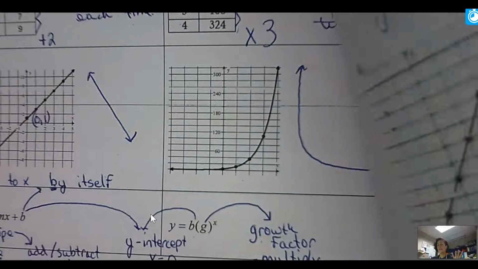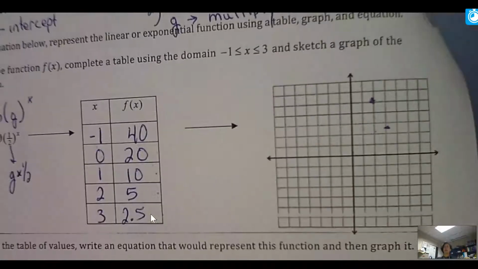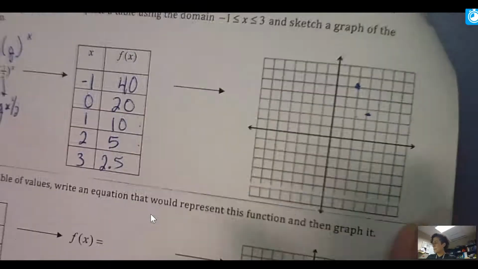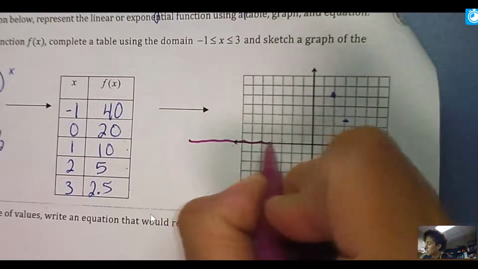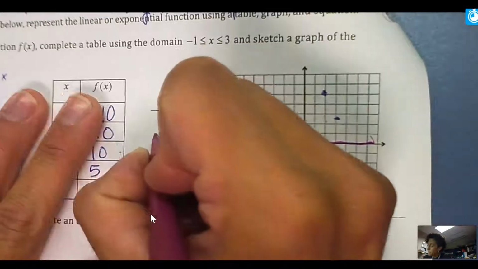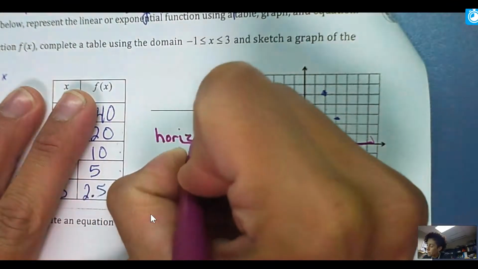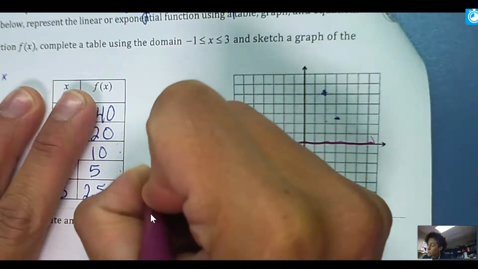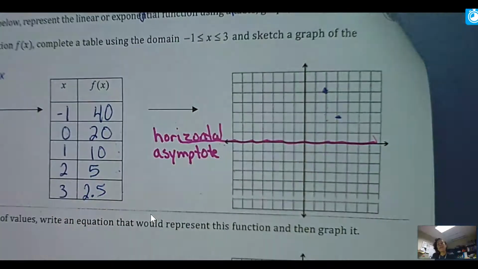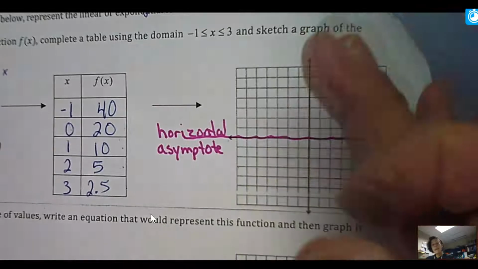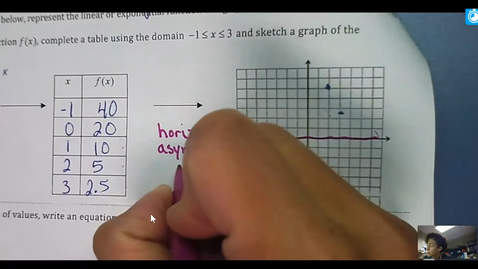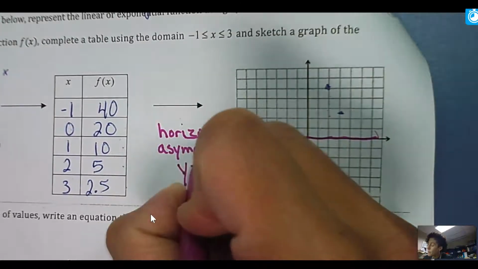All right, so now we're going to start to talk a little bit more about the graphs. When we graph exponential functions, we're going to have what we call a wall. And this wall is called the horizontal asymptote, because the line's horizontal. Okay, and my shape can never cross this wall. And this is a line, technically, and it has the equation of y equals 0.